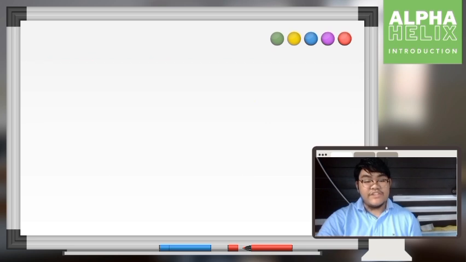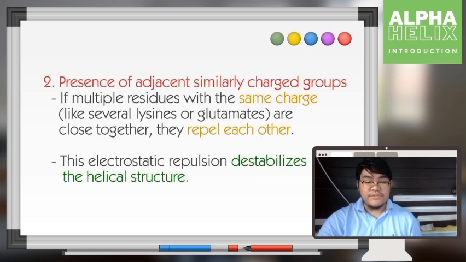Next is the presence of adjacent similarly charged groups. So if multiple residues with the same charge, like several lysines or glutamates, are close together, they repel each other. This electrostatic repulsion destabilizes the helical structure.